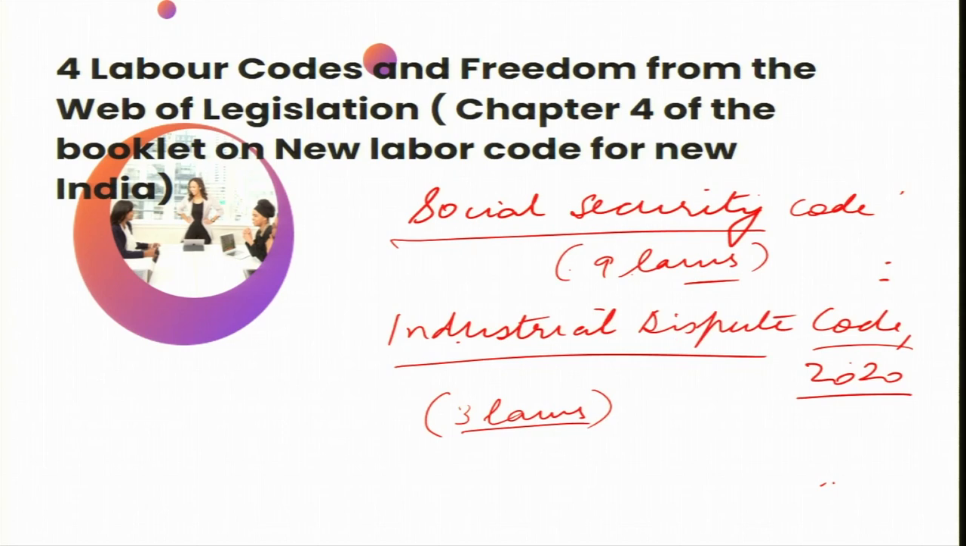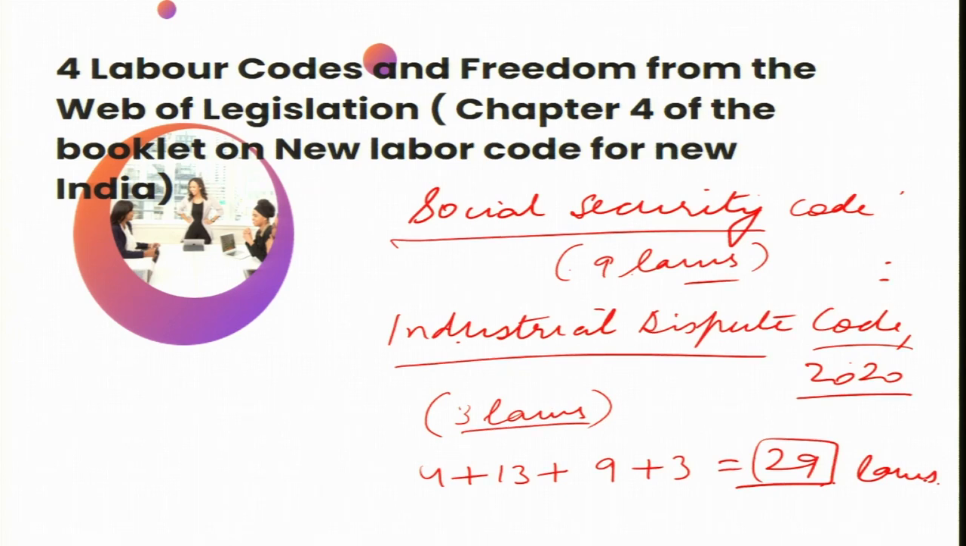So in all we have 4 plus 13 plus 9 plus 3, 29 laws. All these 29 laws have been codified into 4 specific codes.